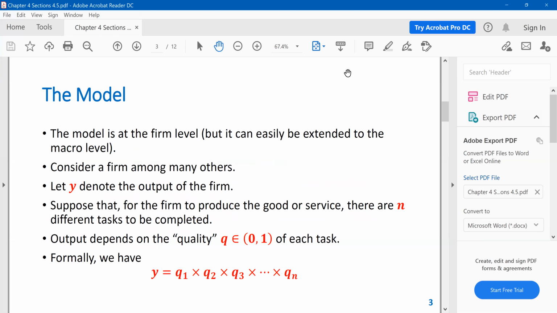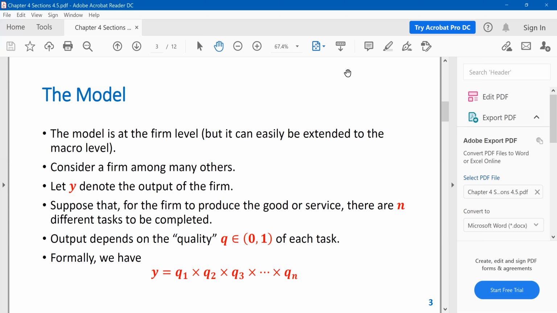Okay, so let's look at this very simple idea, in very simple terms. So now we're going to look at a version of the theory at the firm level. Okay, so we imagine a single firm. That firm is obviously one of many different firms that would have similar technologies. We denote the output by Y, as is typical.